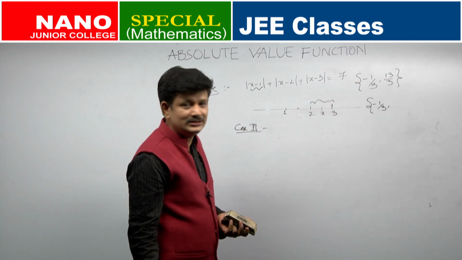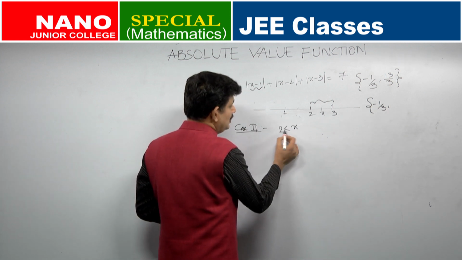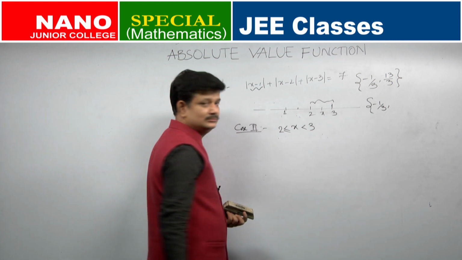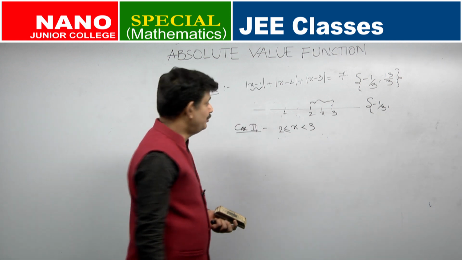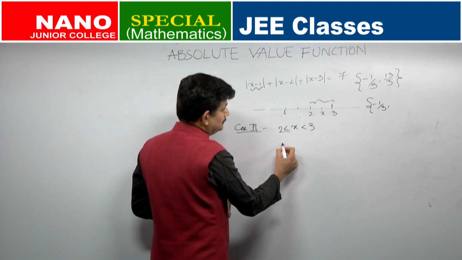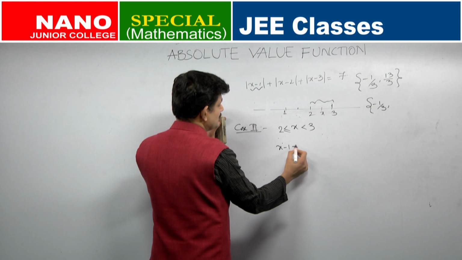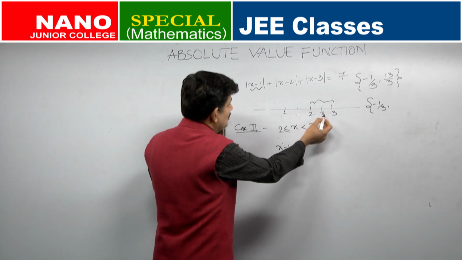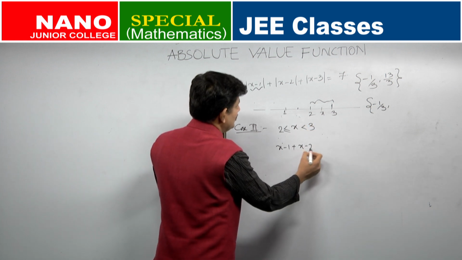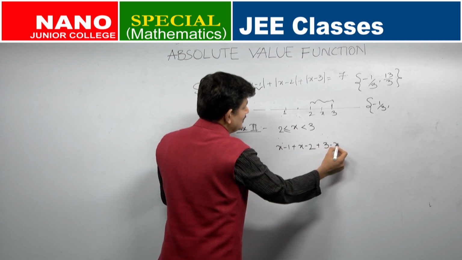X lying between 2 and 3. X greater than 2 and less than 3. And with the greater than symbol, we put the equality sign. So, what will this be? X is greater than 1, so mod x minus 1 will be x minus 1 itself. X is also greater than 2, so this will be x minus 2. X is less than 3, so this will be 3 minus x.